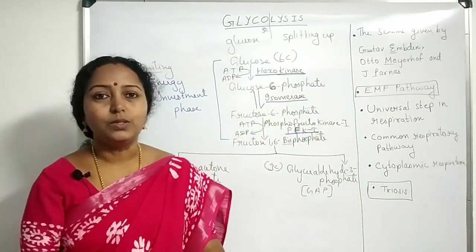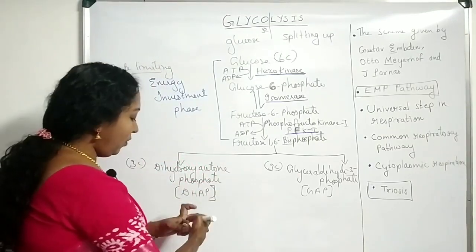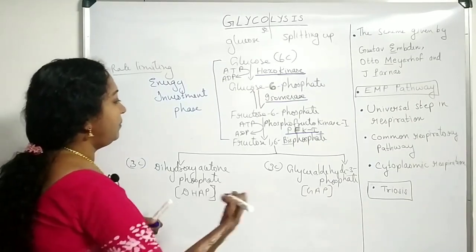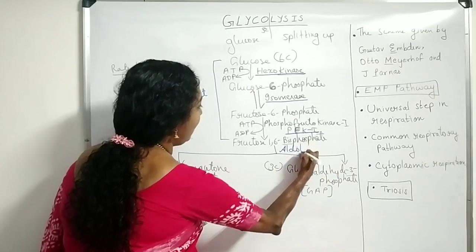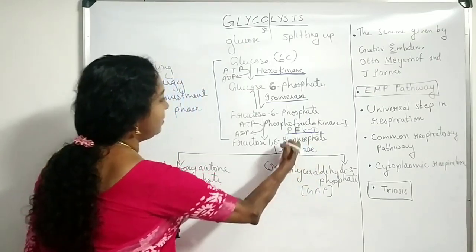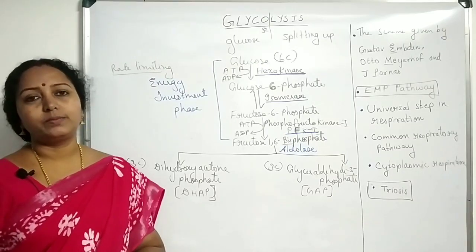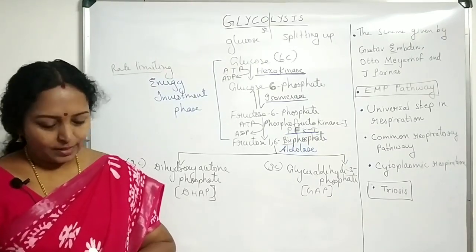Now I am telling you it is also called triosis because the 6 carbon glucose is getting split up into 2 three carbon compounds, and of course there is involvement of an enzyme here, and that enzyme is called aldolase. Aldolase is the enzyme which splits fructose 1,6-bisphosphate into these 2 compounds, DAP and GAP.